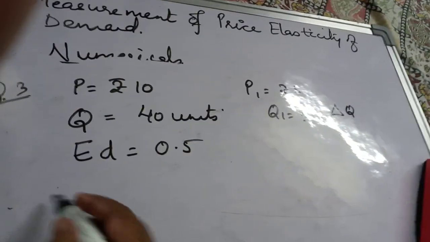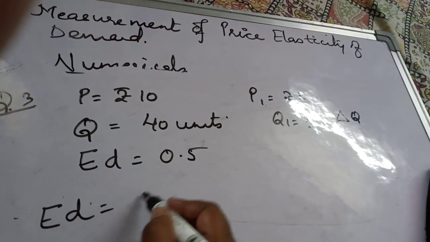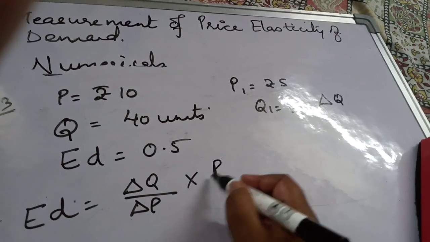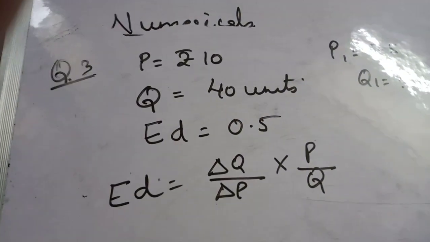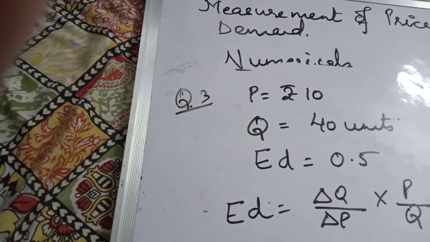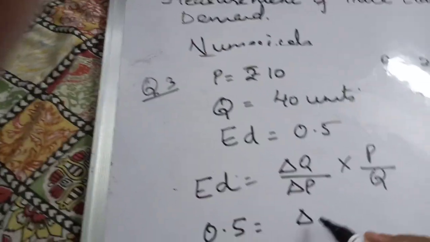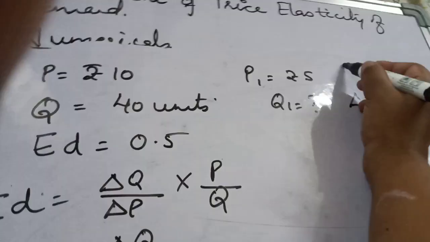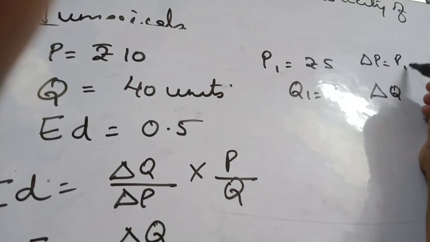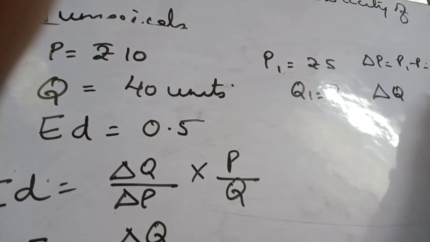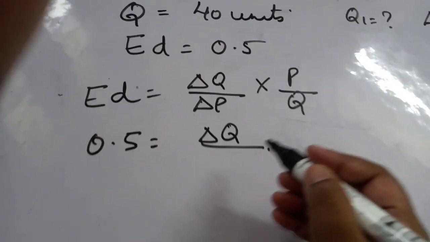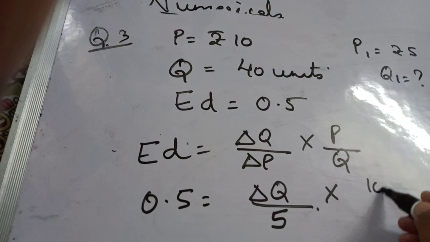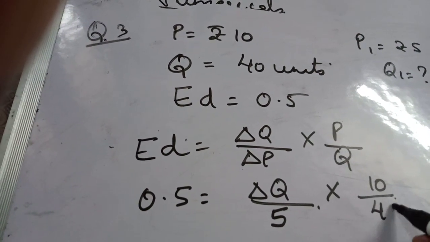Now you're going to put the formula: ED is equal to delta Q upon delta P into P by Q. Put the values. ED is 0.5, which is equal to delta Q, which is not known, upon delta P. Delta P is P1 minus P, which is equal to 5 minus 10, which is rupees 5. Into original price 10, original quantity 40.